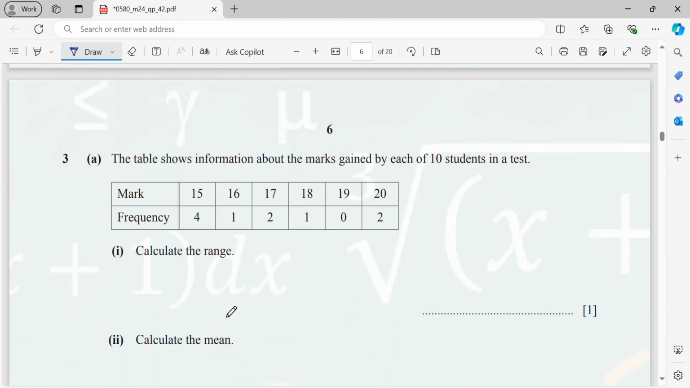Now next, question number 3. A. The table shows information about the marks gained by each of 10 students in a test. Calculate the range. Range is basically highest minus lowest. Highest mark minus lowest mark.